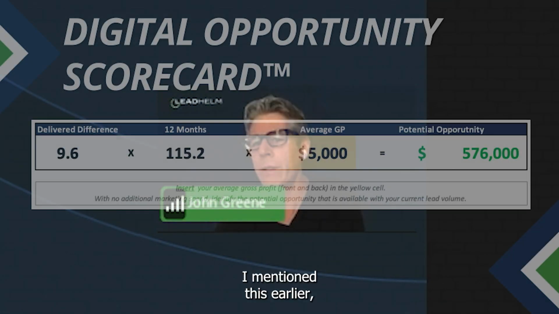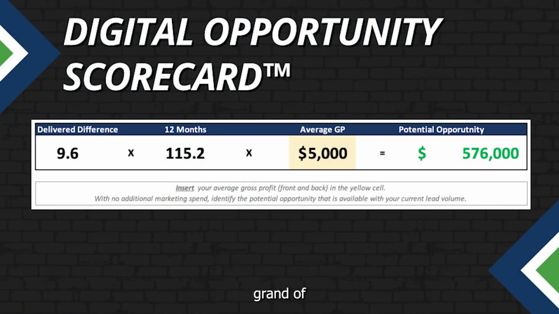Because what I'll tell you, I mentioned this earlier, that 576 grand of additional GP is going to go to somebody. These customers are going to buy vehicles. You just have to decide if you want the money or if you want your competitor to have the money.